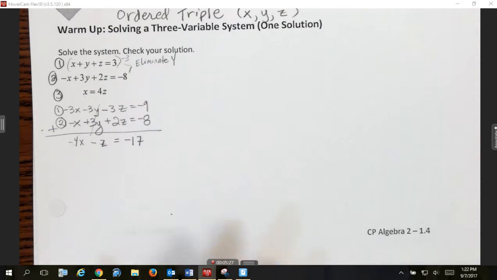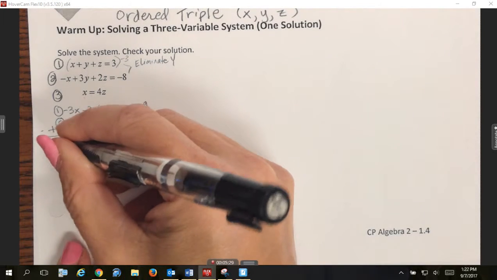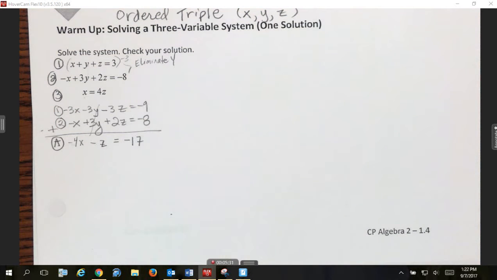I'm going to label that equation A. So I had 1, 2, 3, but when I eliminated, I now am calling it A, and I'm going to have a B also, you'll see. Okay, so I had 1, 2, 3, I eliminated, now I've got equation A.